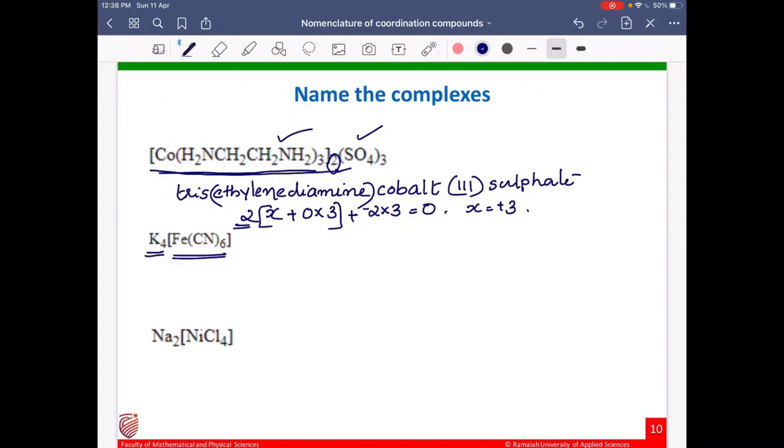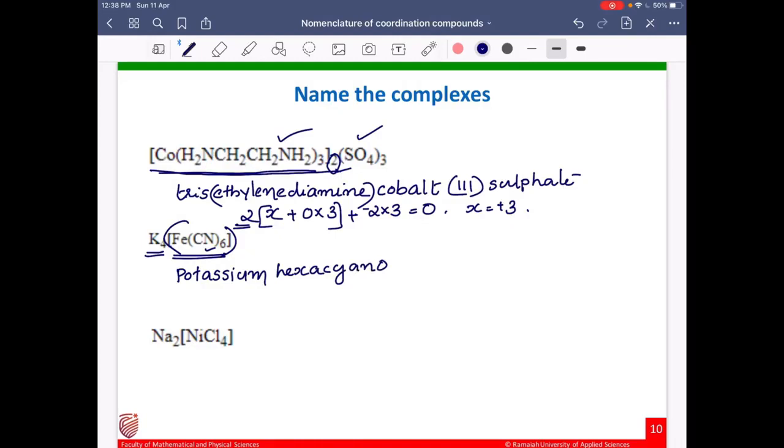So we have to write the cation first. We should start with the cation, which is potassium. So we'll write potassium first. Now we have to write the name of the complex ion, which is an anion here. In an anion or cation, first we have to name the ligands. How many ligands are there? Only one type of ligand, that is cyano. How many? 6. If it is 6, we will use hexacyano.